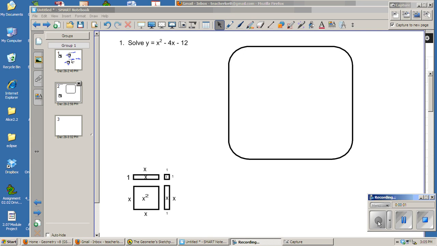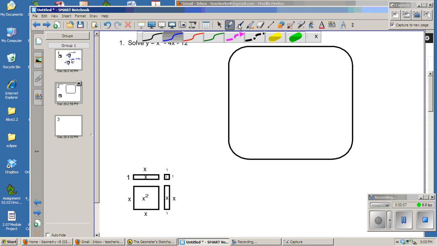All right, so there's lots of ways to solve y equals x squared minus 4x minus 12. For example, you could use the quadratic formula, and there's plenty of room for making a mistake if you use the quadratic formula, but it's certainly one of your options. You would just plug into the quadratic formula, which is x equals negative b plus or minus the square root of b squared minus 4ac all over 2a.